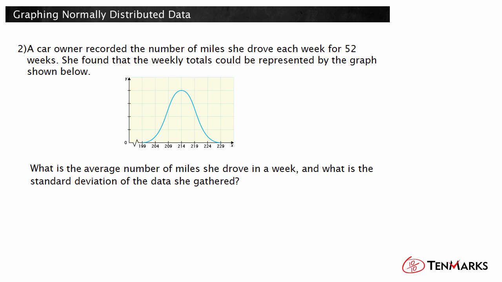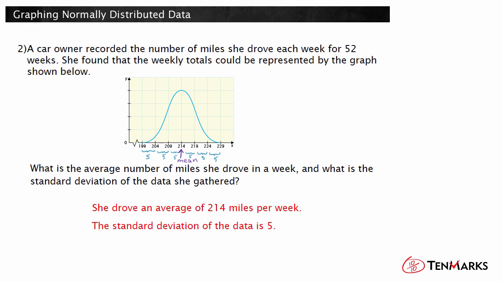The middle of the graph has an x value of 214. So the mean is 214. She drove an average of 214 miles per week. The x-axis is divided into intervals that are each 5 units wide. So the standard deviation, or sigma, for this data set is 5 miles.